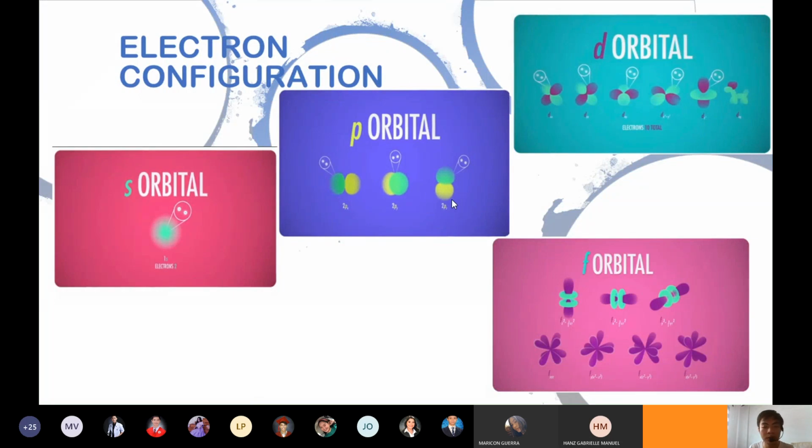So each shape can hold 2 electrons. So, pwedeng dalawang electrons yung nandito sa px, dalawa sa py, dalawa sa pz. So, that means our p orbital is capable of holding 6 electrons. So, 2 electrons for s orbital, 6 electrons in total for p orbitals.